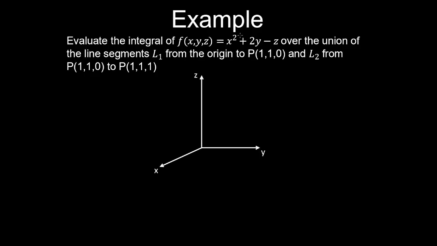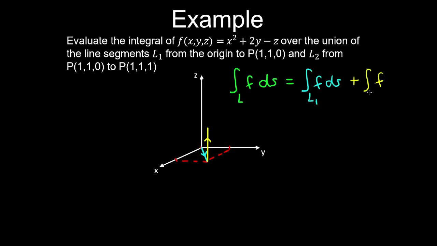Let's evaluate the integral of the given function over the union of the line segments L1, which is from the origin to the point with coordinates 1, 1, 0. So our first line segment looks like this, and the line segment L2 from 1, 1, 0 to 1, 1, 1. So this line segment looks like this. So therefore our line integral of our function over the length of the piecewise smooth line segment is equal to the integral of our function over line segment 1 plus the integral of the function over line segment 2.